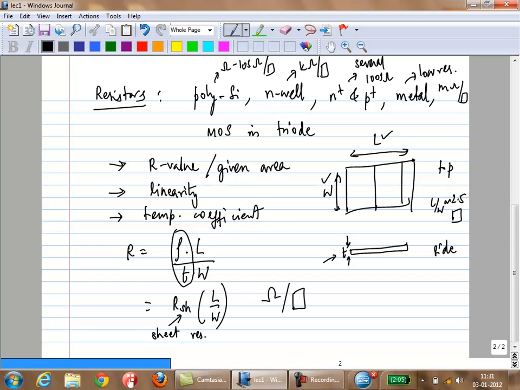It doesn't matter how big the square is, as long as your L by W has a certain ratio. If you have 1 square, L by W is 1, so your resistance would be RSH. If your length is twice your width, you'll have 2 RSH. Is that clear to everyone? Now, depending on the value of resistance you want, and obviously the other things we discussed, let's say you're interested only in density, you don't care about linearity or temperature coefficient, you would obviously go with the N well resistor. But let's say you want a perfectly linear resistance, you probably go with the poly or the metal. Metal typically, unless you want only a few ohms, you probably don't want to use for any of these resistors anyways.